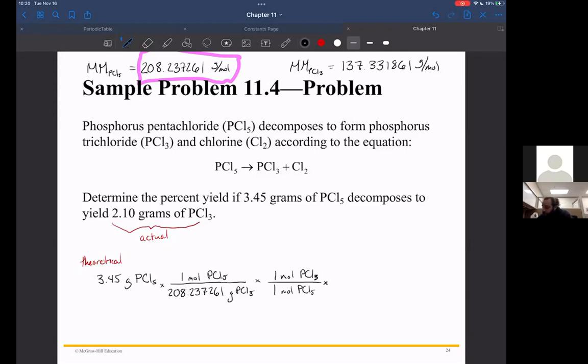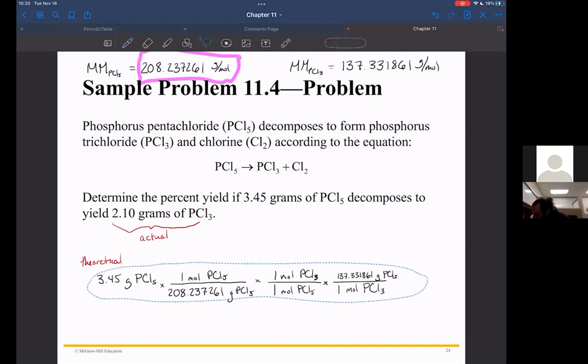But since we're given the actual amount in grams, we're going to have one additional step, which is to get the grams of phosphorus trichloride. So 1 mole PCl3 is 137 grams PCl3. Okay.